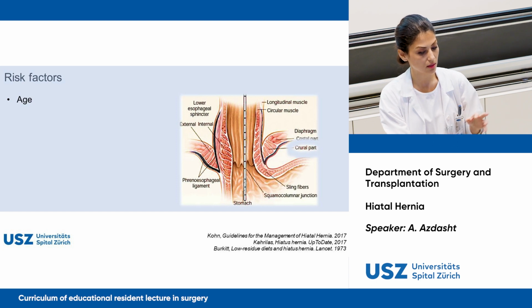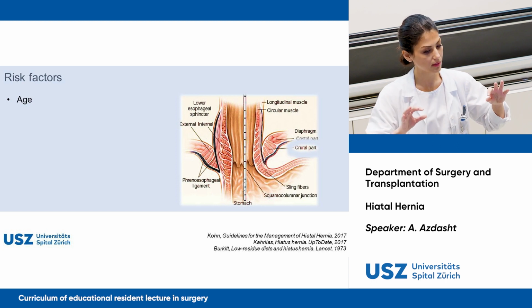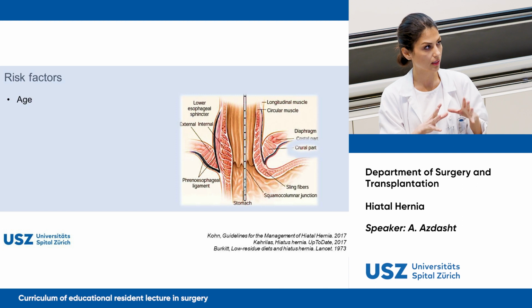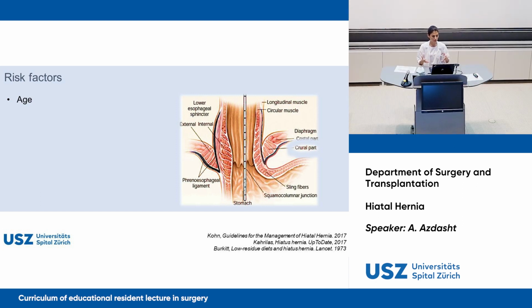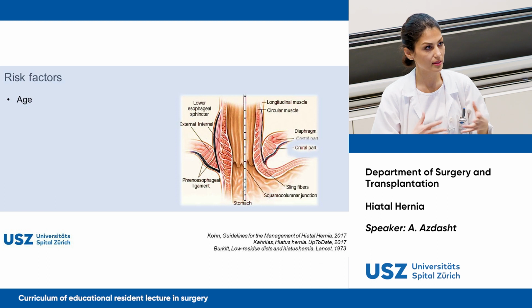And this is because we have a phrenoesophageal ligament that actually stabilizes the cardia. And with advanced age, it can lead to weakening of this phrenoesophageal ligament and causes less stability of the cardia and also less independent movement of the esophagus and the diaphragm while eating and breathing.